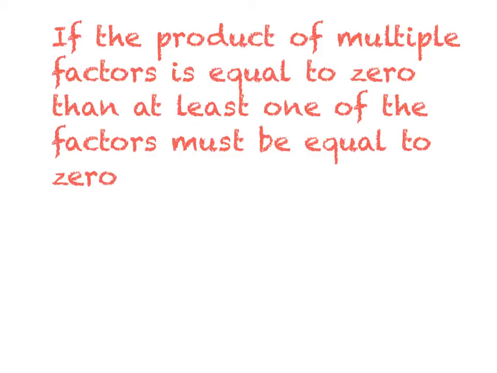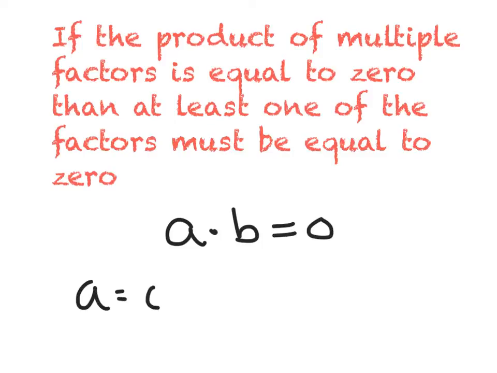The zero product law says, if the product of multiple factors is equal to zero, then at least one of the factors must be equal to zero. So what is that saying? Well, if A times B is equal to zero, the only way for this to be true is either A equals 0 or B equals 0. The only way I can multiply two terms together and get 0 is one of them must be equal to 0. And that's all the zero product law is saying.